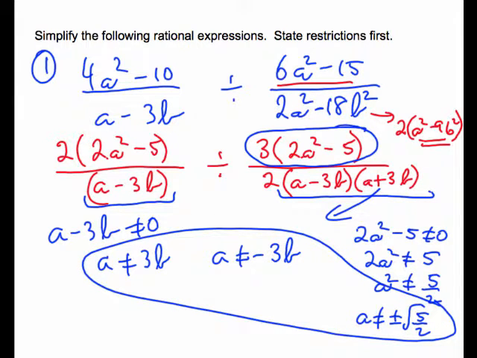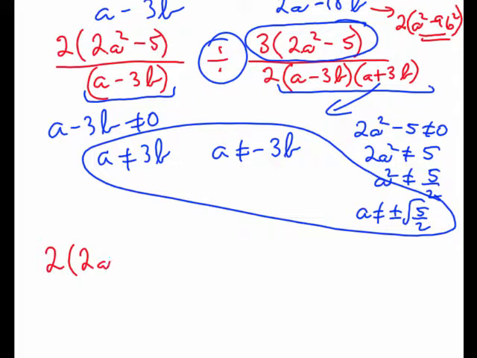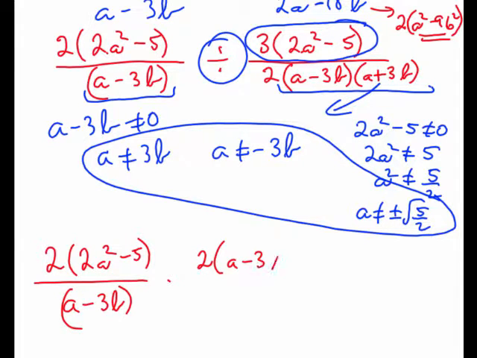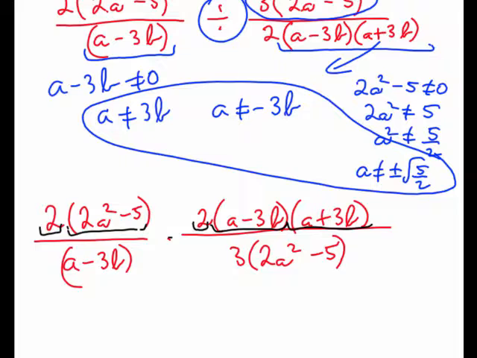The next thing we're going to do is take our factored expression and write it in terms of multiplication: the first fraction times the reciprocal of the second. And now that everything's in factored form, chunk times chunk times chunk, and same idea on the bottom, we can cancel opposite or equal chunks.